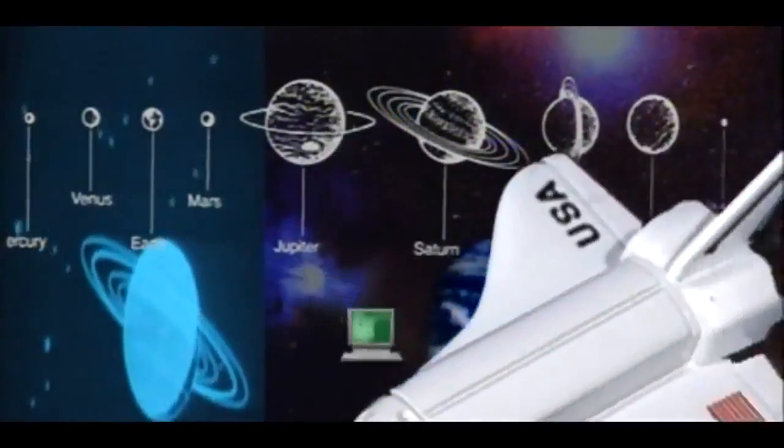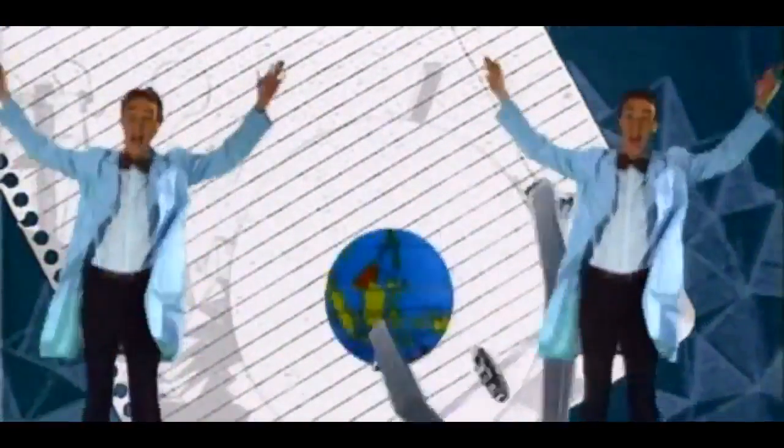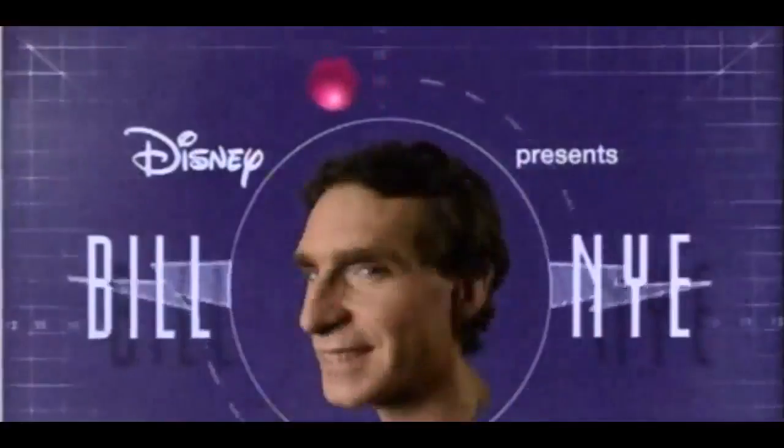Bill Nye, the science guy. Science rules. Inertia is a property of matter. T minus 7 seconds. Bill Nye, the science guy.